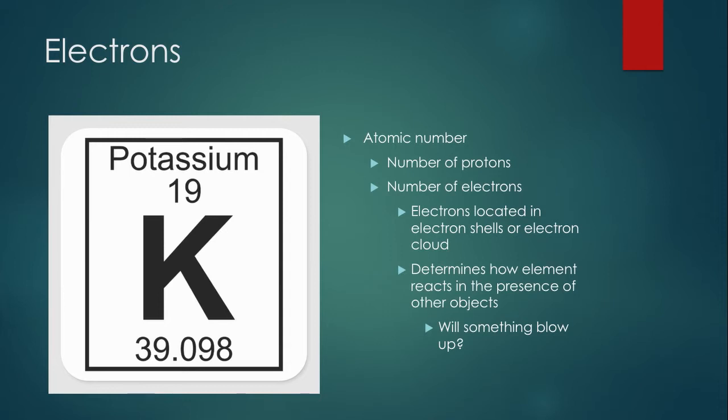And so, like I said before, this determines how elements are going to react in the presence of other elements, or whether they'll react at all. In some cases, they won't really do anything. Will something blow up? Why does oxygen bind with 2 hydrogen? Why not 3 or 4? It describes why things bond the way that they do.